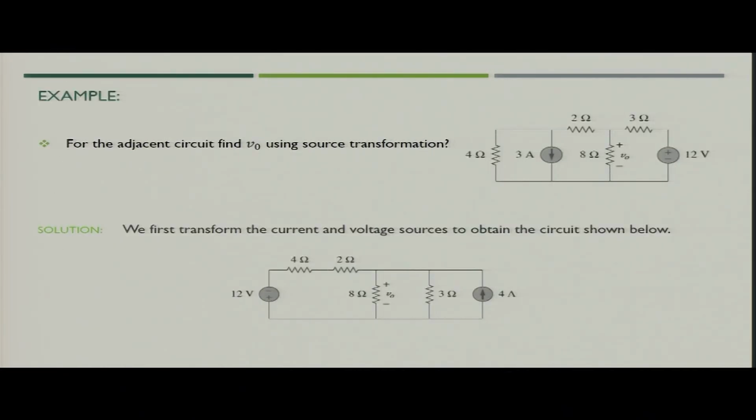Now let us take one example so that you can understand the source transformation concept. Now suppose the circuit is given like this and you are asked to find the voltage V naught which is across 8 ohm. How will you solve? Now let us see.